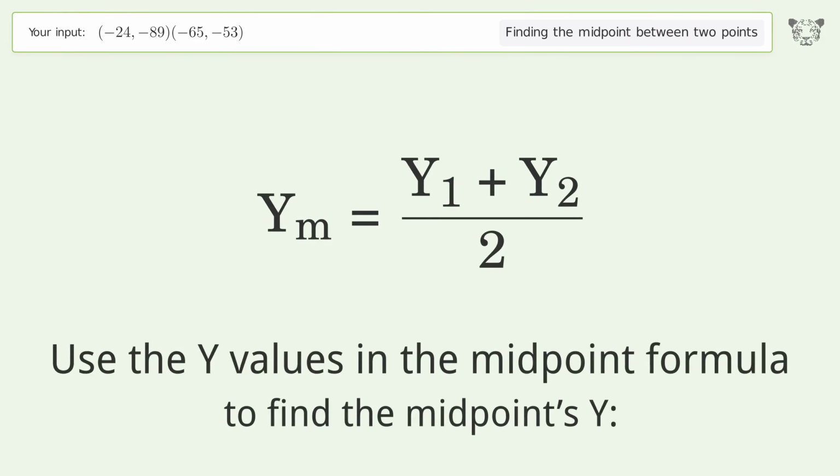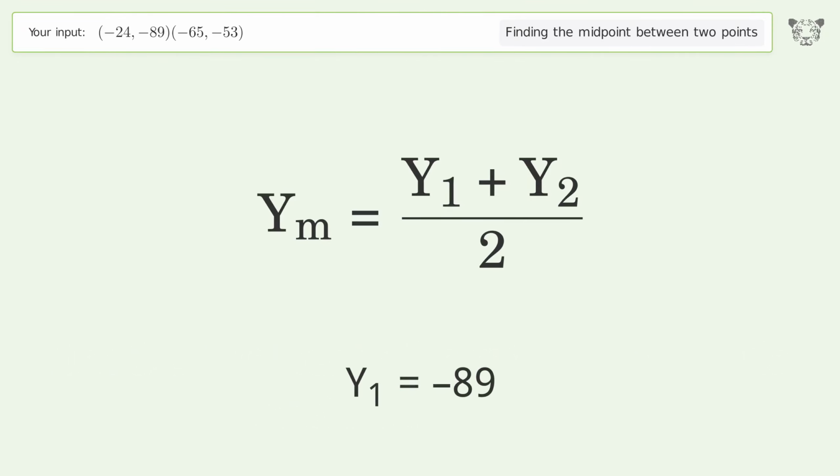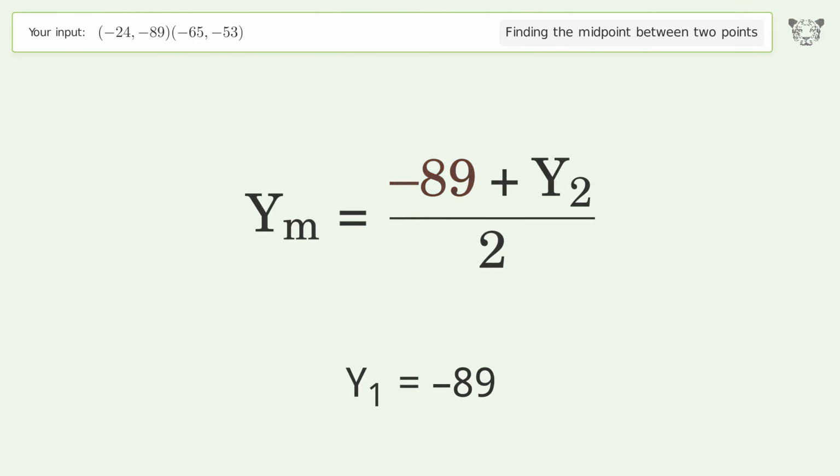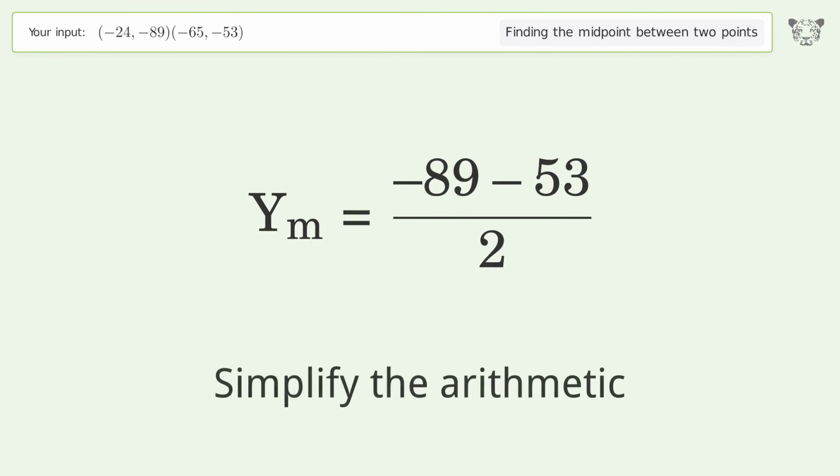Use the y values in the midpoint formula to find the midpoint's y. y1 equals -89. y2 equals -53. Simplify the arithmetic.